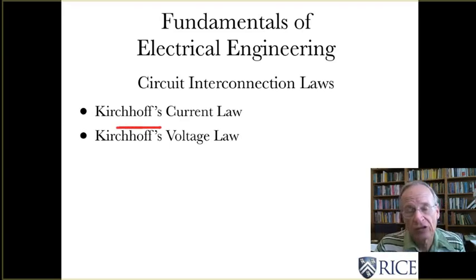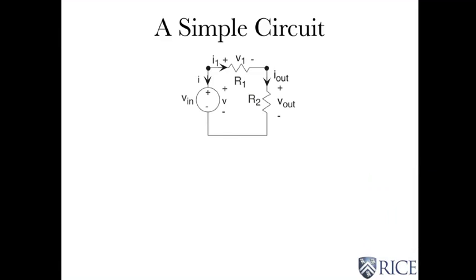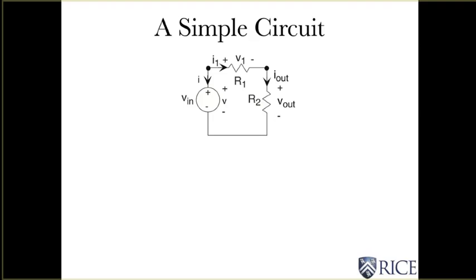And there, as you might expect, there's a current law and a voltage law. And what we're going to find is that once we have the VI relations, the KCL, Kirchhoff's current law, and KVL, Kirchhoff's voltage law, we can solve any circuit. So let's start with a very simple circuit. And here we have three elements connected together. I have a voltage source and two resistors that are connected together one after another in what's called a series configuration.